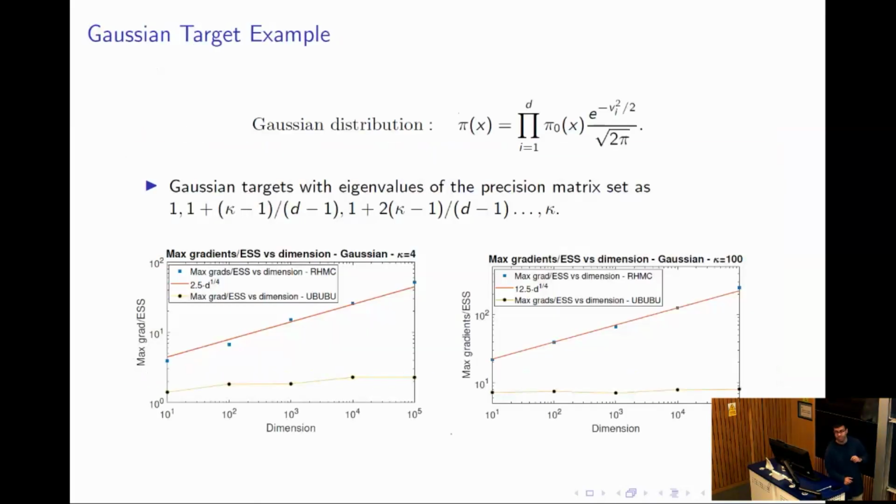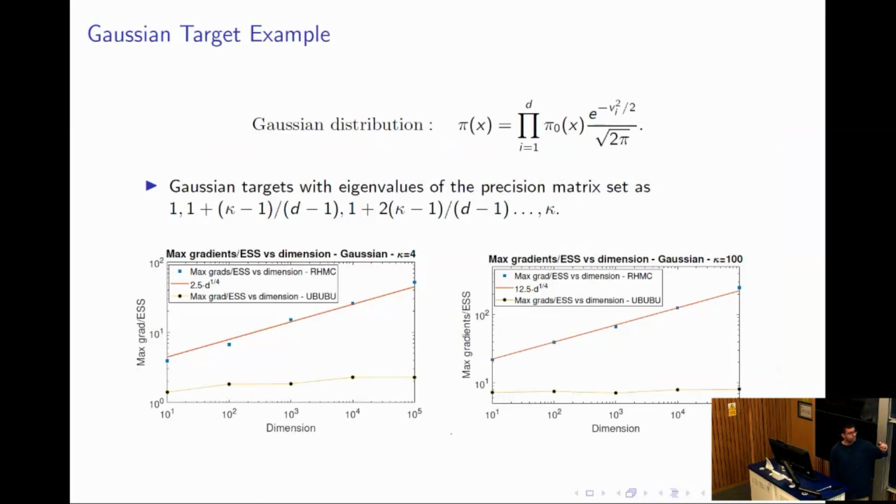This is the result that I'm going to show you in terms of numerics. We are interested in targeting a Gaussian distribution, which is given by pi of x, in particular a Gaussian target with eigenvalues of the precision matrix, so just the inverse of the covariance matrix, which are given through this expression that you see right here. In these two figures, I'm considering different cases for the condition number, where I consider kappa to be 4 and kappa to be 100.